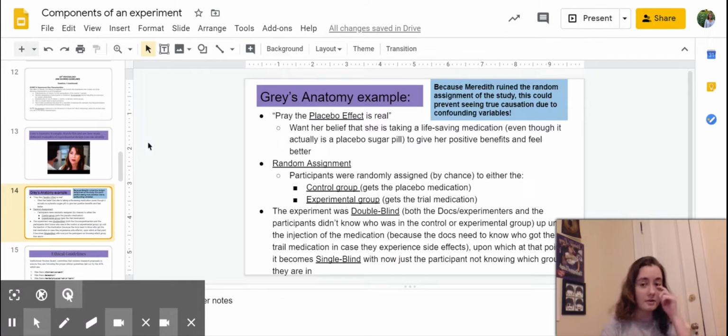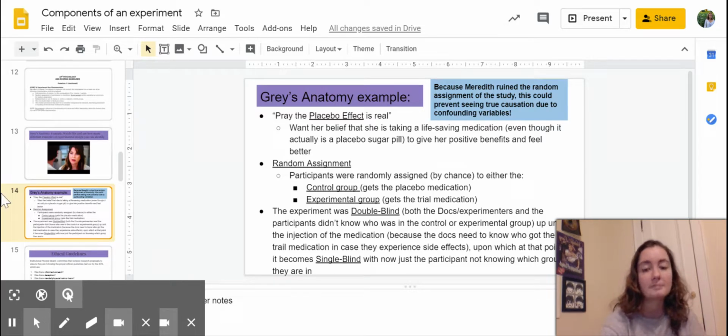And then here, just to go over it, we see a lot of different things. We see Meredith saying, we just pray that the placebo effect is real for people. Why did she say that? It's because the placebo effect gives that positive effect to people. So when they believe that they're taking a life-saving medication, even if they actually aren't and they're in the placebo group, it's going to potentially give them positive benefits because they think they're getting the life-saving medicine. It's kind of that psychological result and phenomenon of the placebo effect.